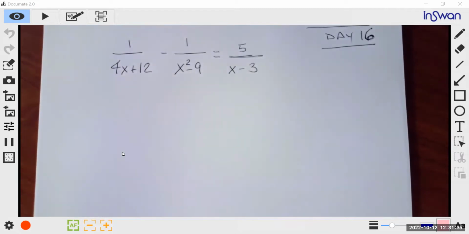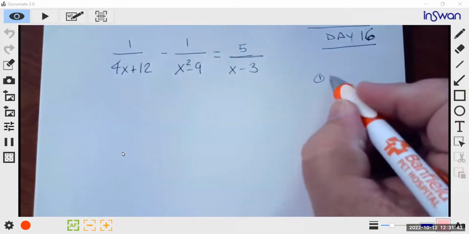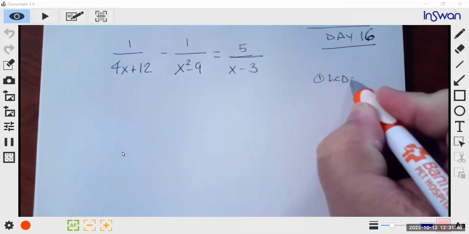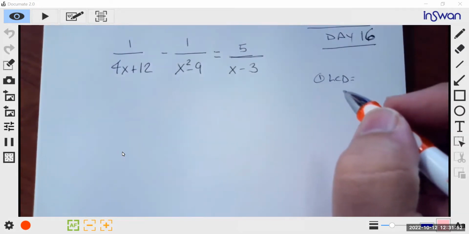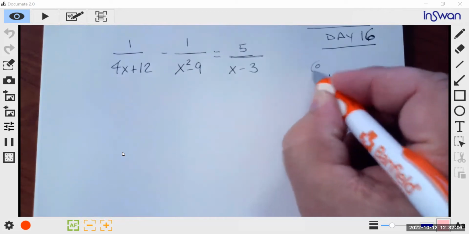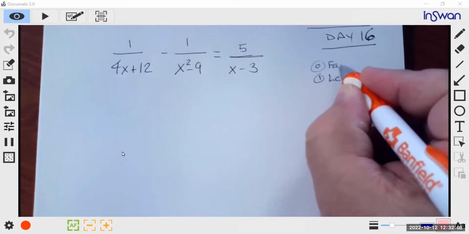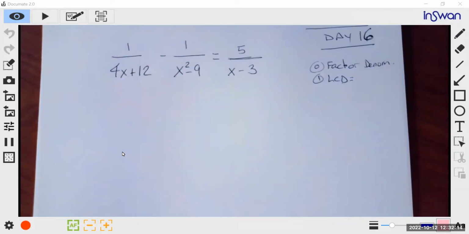Okay, so how do we solve this problem? On the LCD, right? Because it's fractions and an equal sign. So what's the LCD in this case? Well, even before the LCD, you have to do something else. Anybody remember? Not really. This is step 0. Factor the denominators.